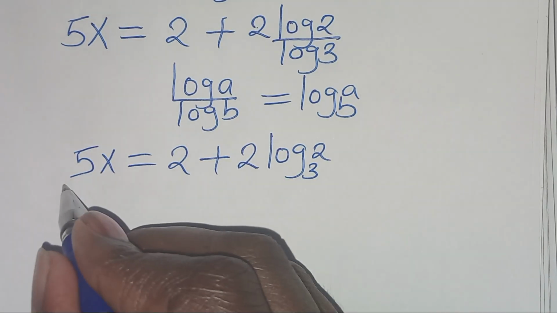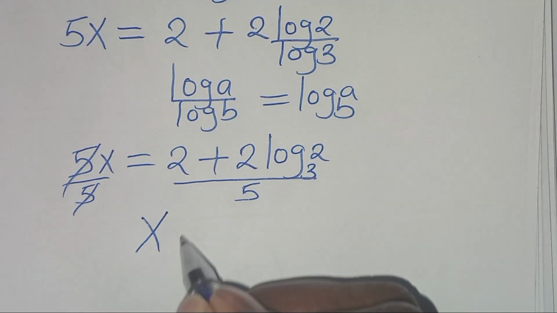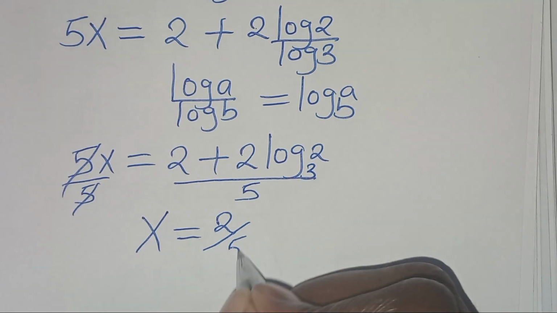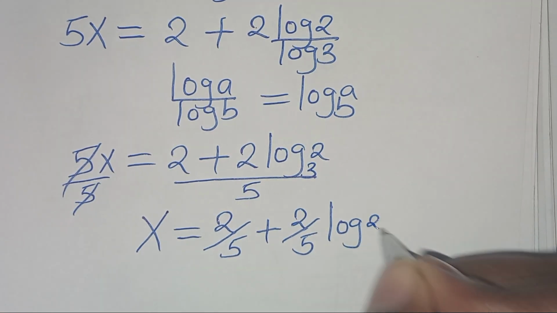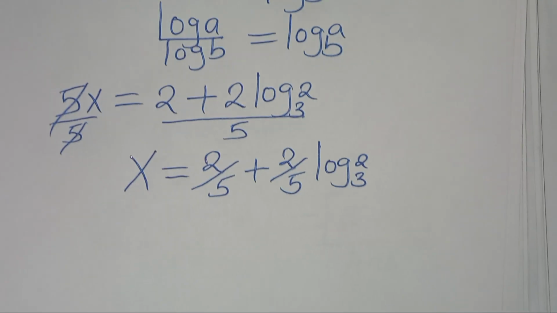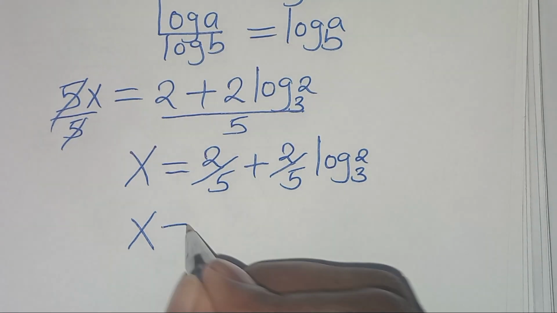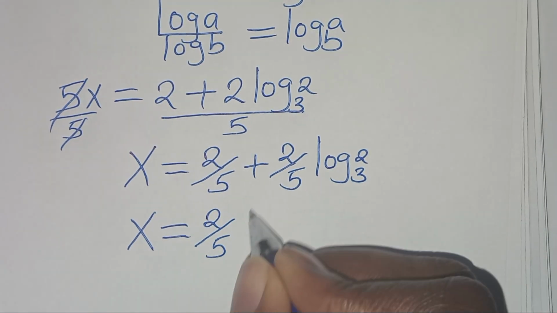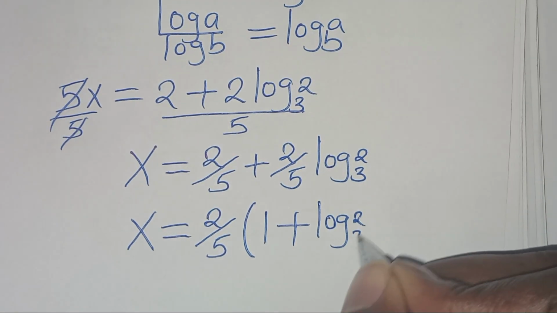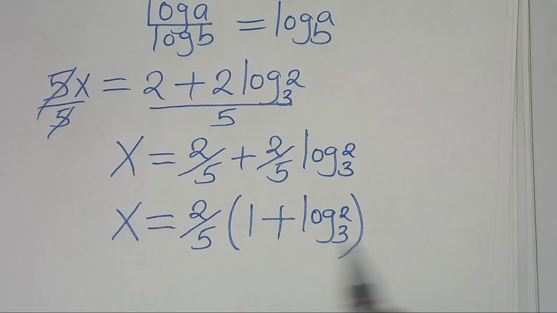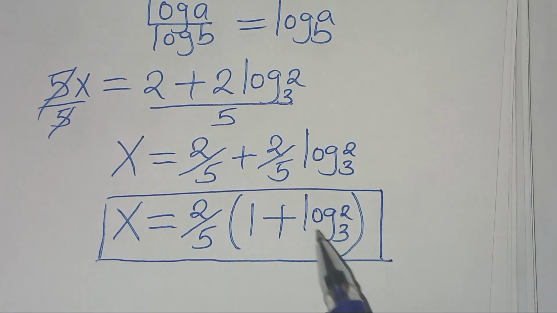The next step is to divide both sides by 5, so that now we have x is equal to 2 over 5 plus 2 over 5 times log 2 to base 3. Since 2 over 5 is common here, we can factor out 2 over 5. So we have 2 over 5 into the parentheses, 1 plus log 2 to base 3. Close the parentheses, and this is the value of x.